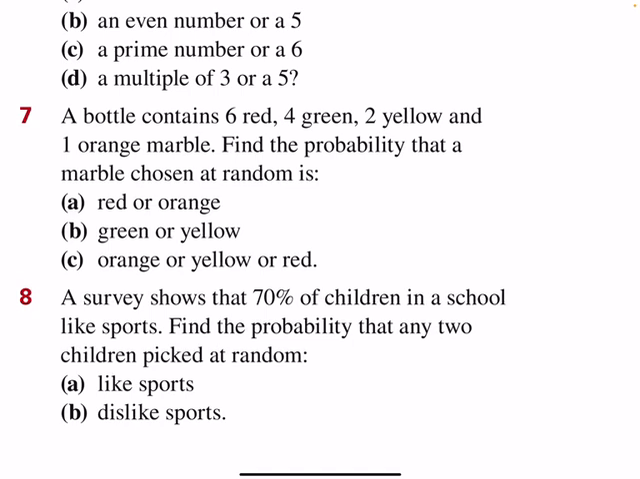Seven. A bottle contains 6 red, 4 green, 2 yellow, and 1 orange marble. Find the probability that a marble chosen at random is red or orange.